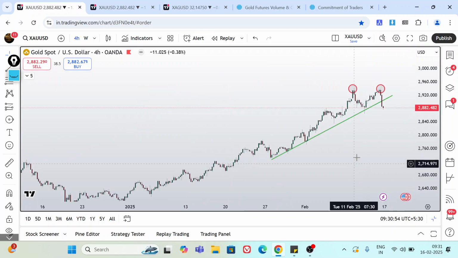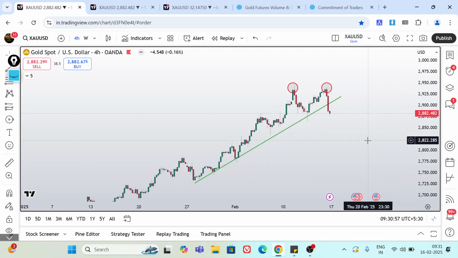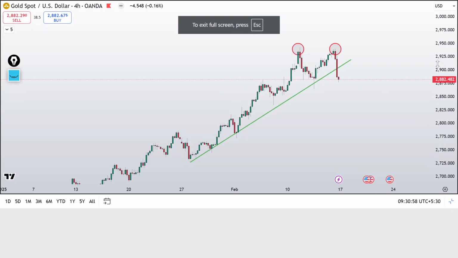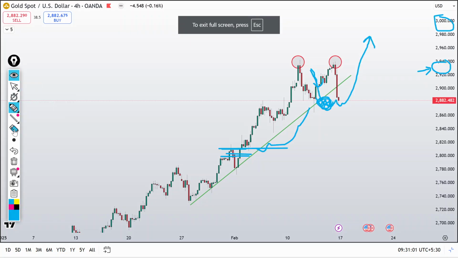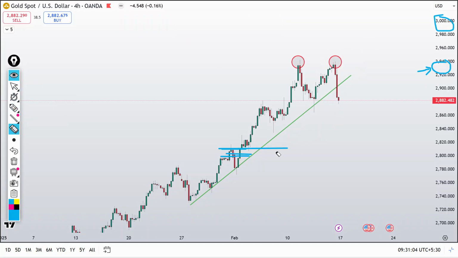On 4-hour time frame or on intraday levels, you can see price is currently forming a double top kind of formation on price action.